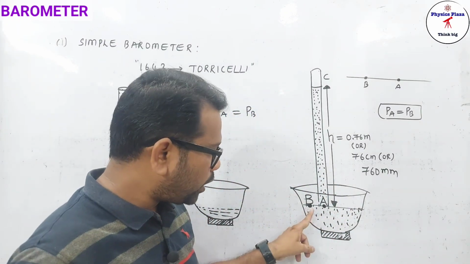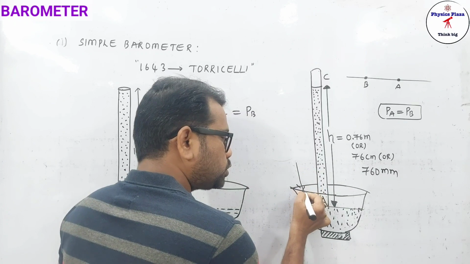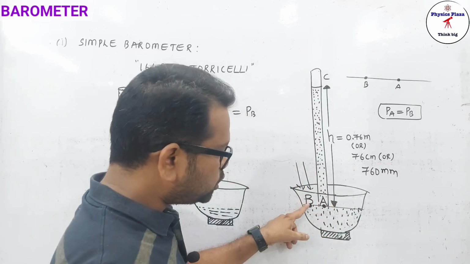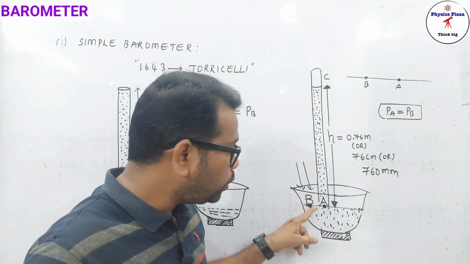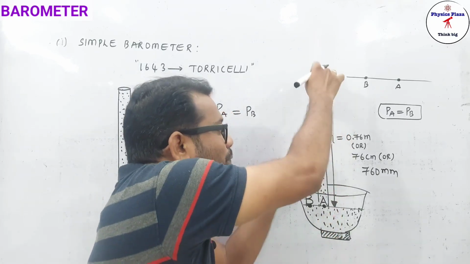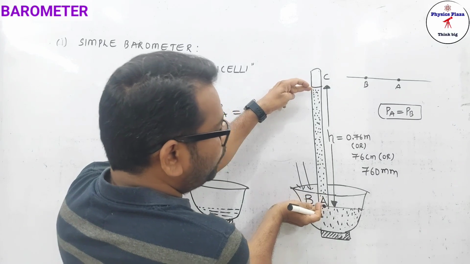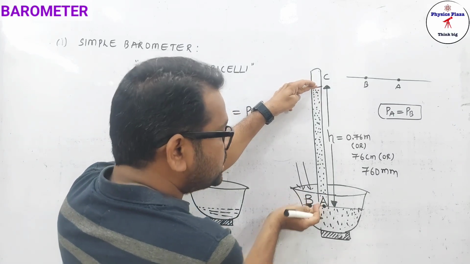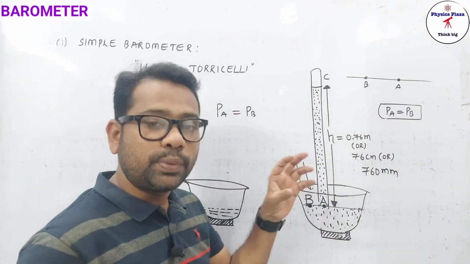Here you may get one doubt: at point B, yes, it is exposed to the atmosphere, so atmospheric pressure will be acting here. Then who is exerting pressure at point A? Yes, this is the liquid column. This mercury height is exerting pressure at point A.